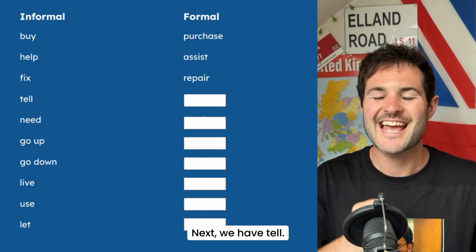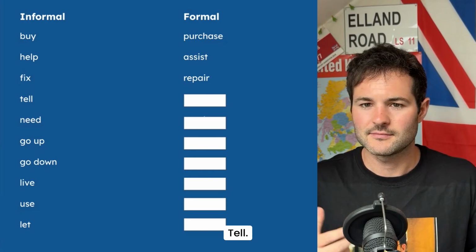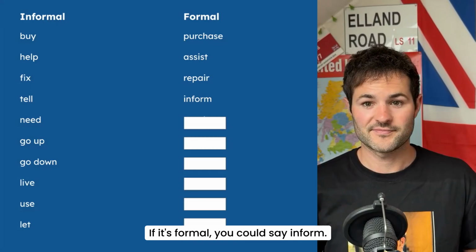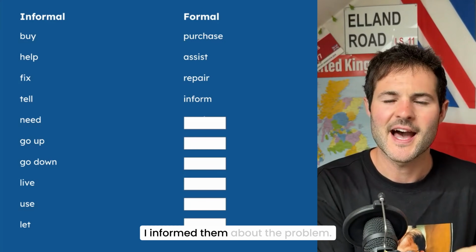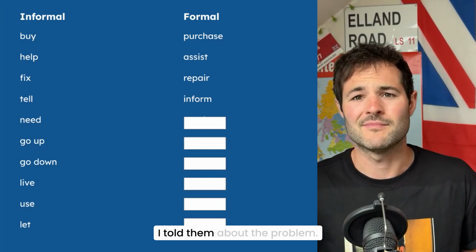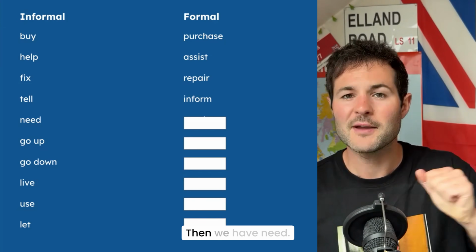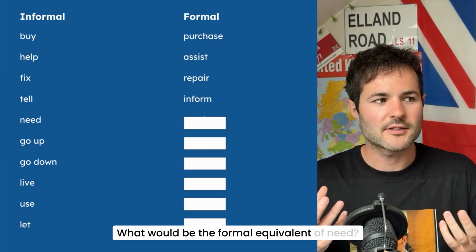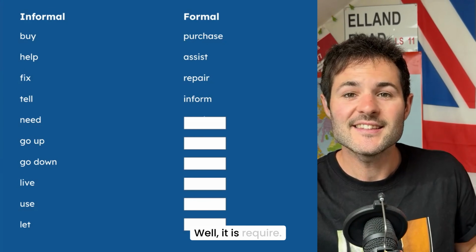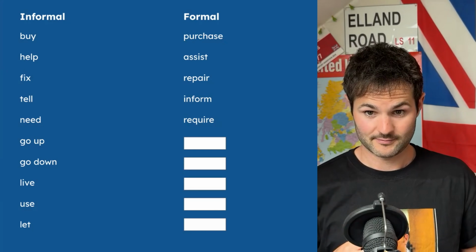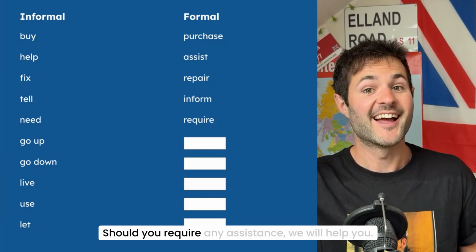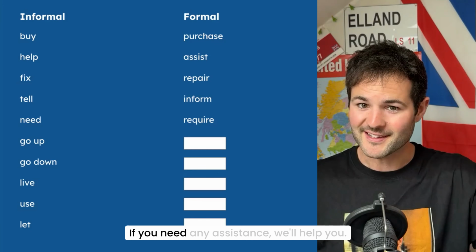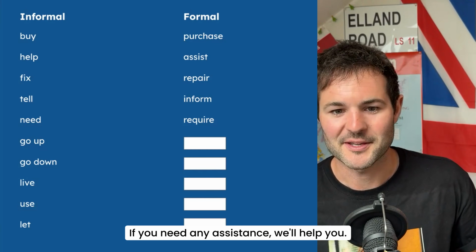Next, we have tell. If it's formal, you could say inform. I informed them about the problem. I told them about the problem. Then we have need. What would be the formal equivalent of need? Well, it is require. Should you require any assistance, we will help you. If you need any assistance, we'll help you.